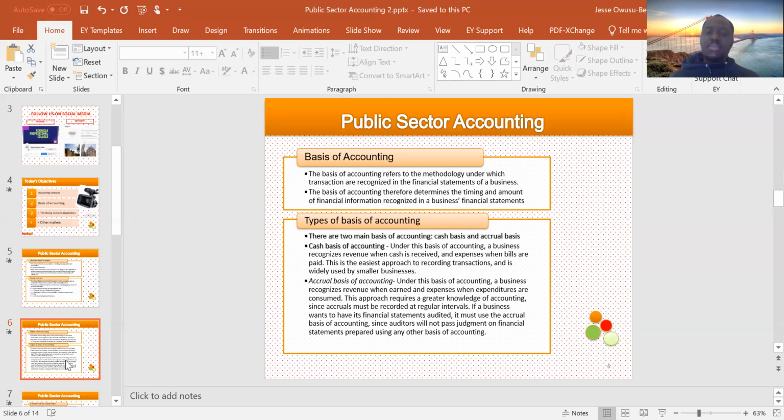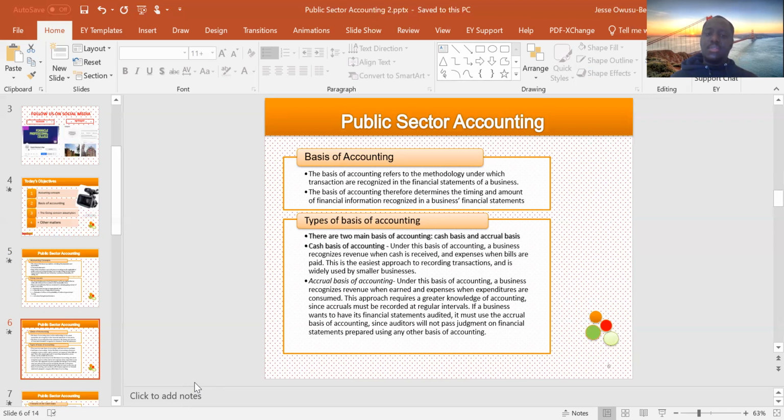Then let's look at the types of basis of accounting. There are two main types that you always need to keep at the back of your mind. Number one is the cash basis of accounting. Number two is the accrual basis of accounting. So what's the cash basis of accounting?